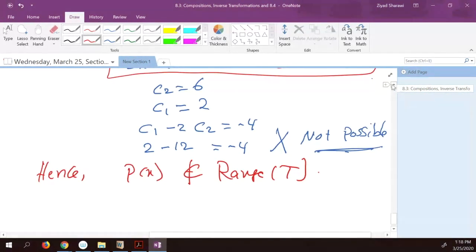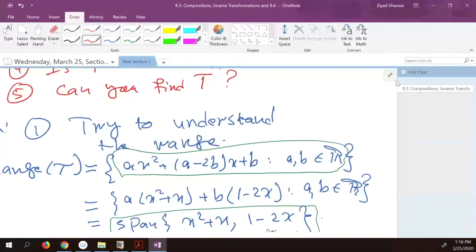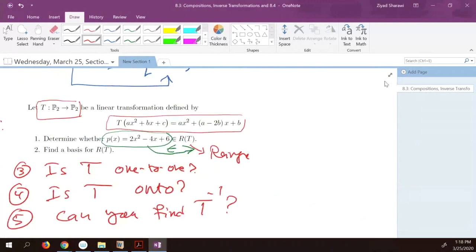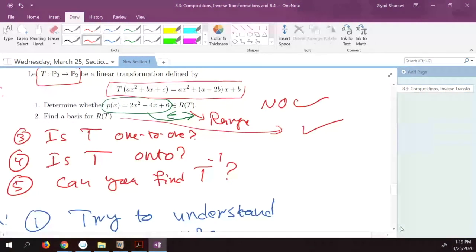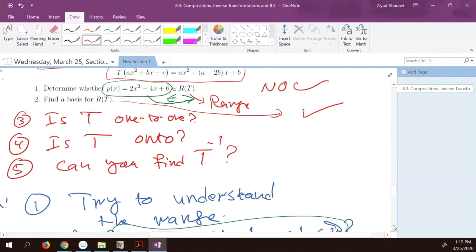So now you can go back and answer my question here. Where was that? This one, question number 1, we answered that. Find a basis for the range of T. Did we answer number 2? Yes, we found a basis for the range of T. Yes, Tala, correct. Now, is T one-to-one? Well, did we answer that? Is T one-to-one?